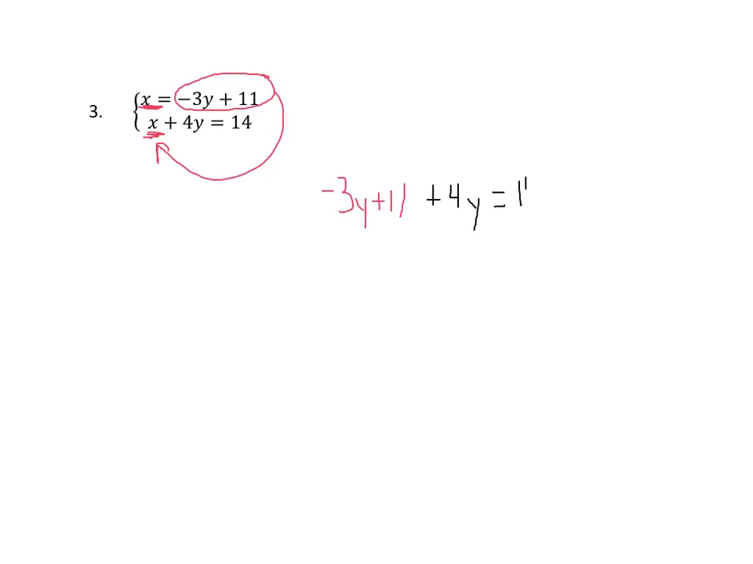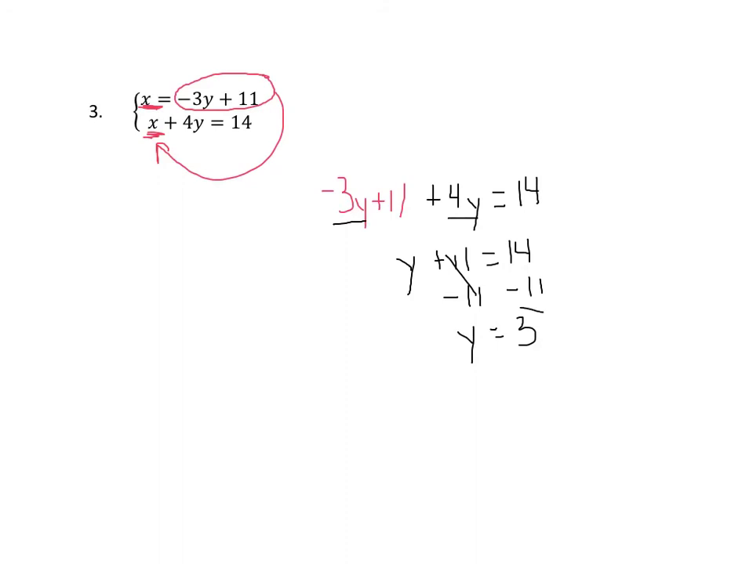equals 14. So let's go ahead and simplify this and solve for y. I've got negative 3y plus 4y, that's going to give me 1y. And then I have plus 11, and that equals 14. So if I subtract 11 from both sides, I get y equals 3. So that's half of my point of intersection.